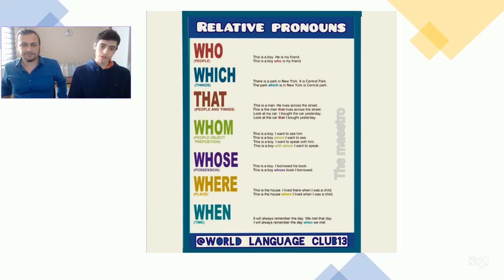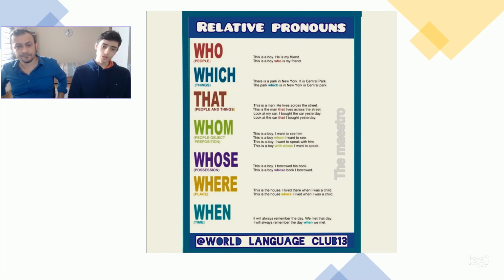Okay, next one. Which, it relates to things. There is a park in New York. It is Central Park. I mean, it's actually two sentences. And the park, which is in New York, is Central Park. Instead of saying there is a park in New York, it is Central Park, you can say the park which is in New York is Central Park.